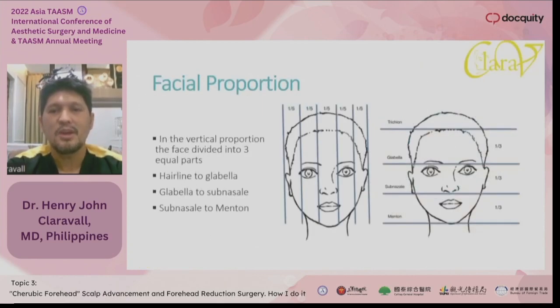Another way of looking at the forehead is by facial proportions. To have good harmony, the face should have 5 equal parts vertically and 3 equal parts horizontally. The forehead, which is also part of the upper face, should be more or less equal to the height of the mid-face as well as the lower face.